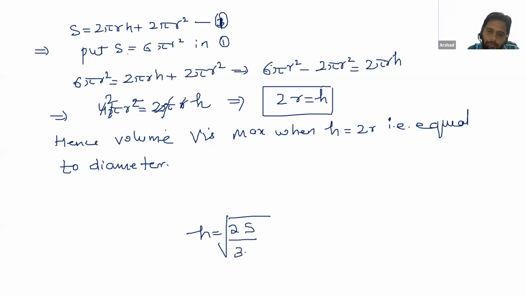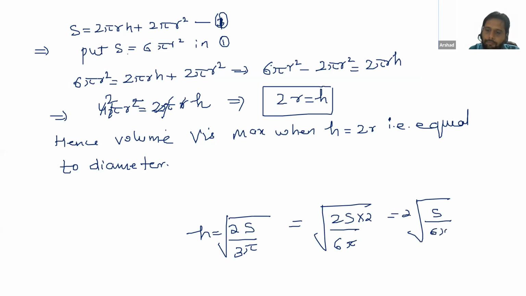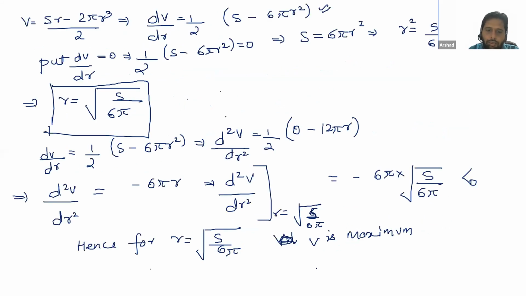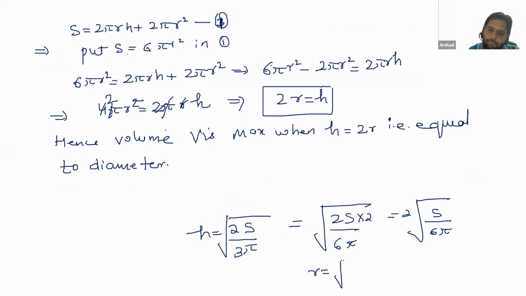2s by 3 pi. Okay, so we can write this as 2s by 6 pi into 2. Take this 2 outside the bracket, outside the root. So you're getting this s by 6 pi. And if you check, R is under root of s by 6 pi. Then check here, R is this, H is this. So, Nabil, can you say H is equal to twice of R? Yes, sir. Okay, great.